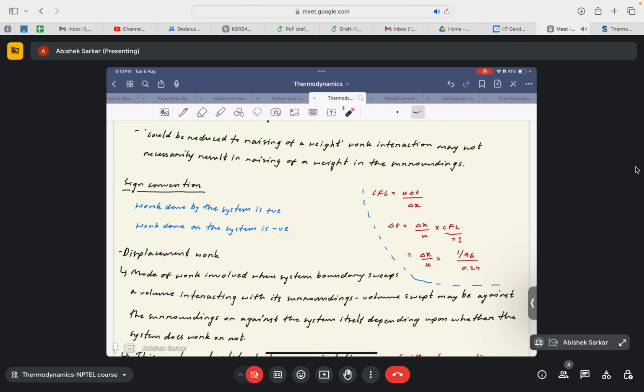Okay, and similarly you will also see that when we discuss heat interactions, the work done on the heat transfer into the system is taken to be positive, and heat transfer out of the system is taken to be negative. Okay, this sign convention will be followed throughout this course, and of course through any kind of subject that deals with the concept of thermodynamics.